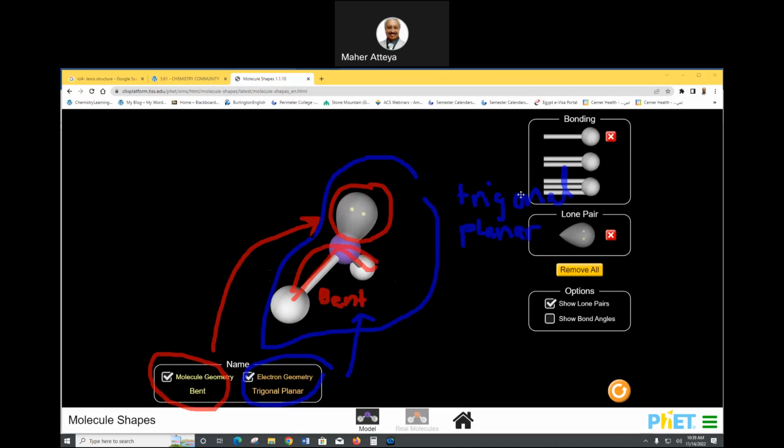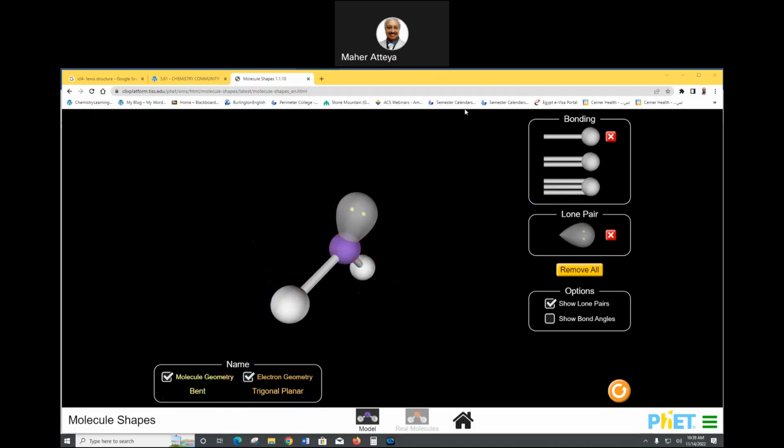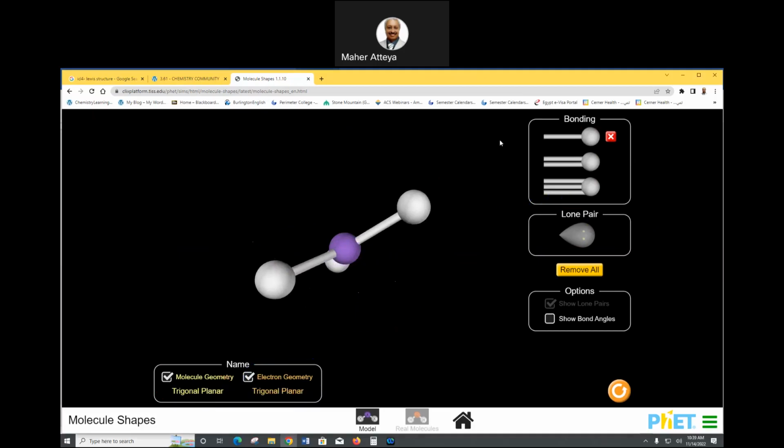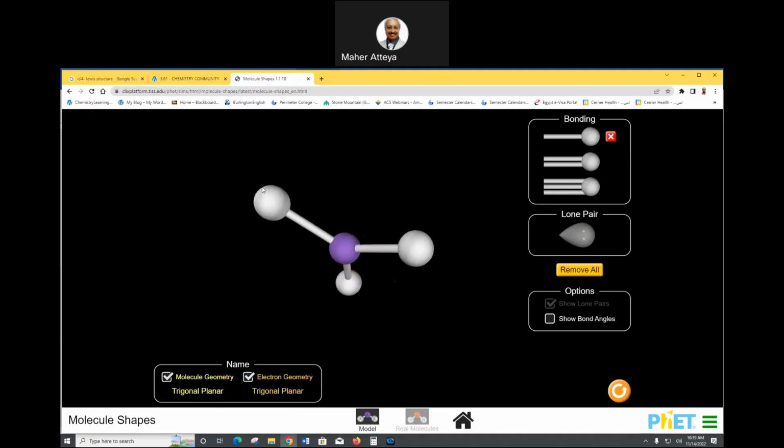So now let's go further. I will take this one out and remove this one here. I will add another, see here, three of them. There is no lone pair, so the trigonal planar will equal the electron geometry. Both geometries are the same, because there is no lone pair. I will add another one.